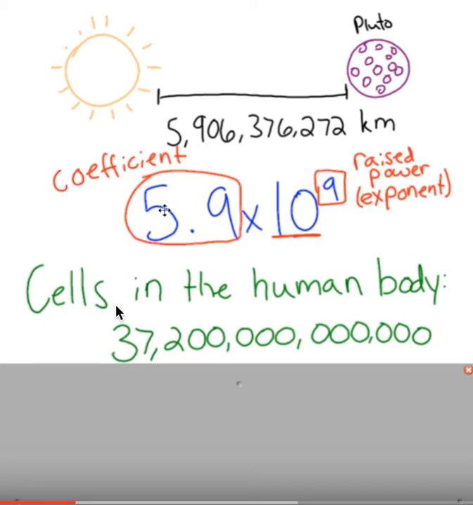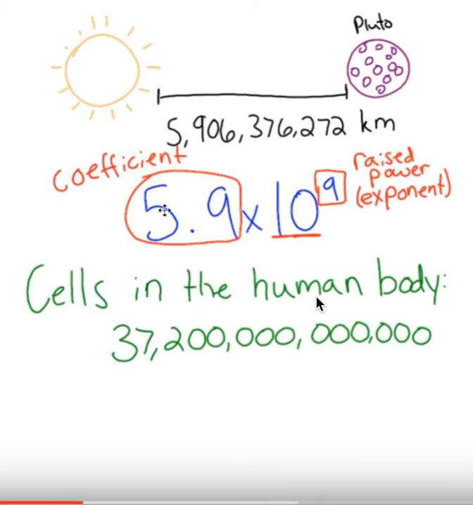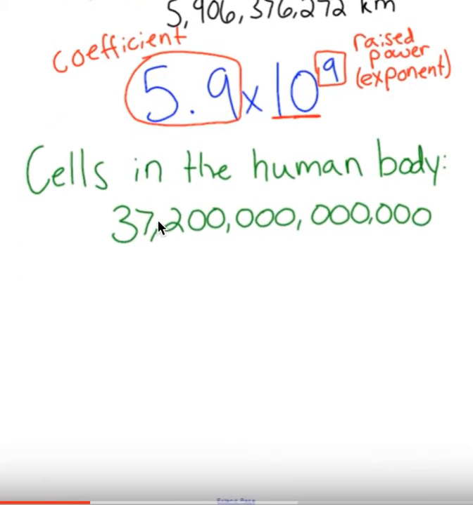So here's another example. The cells in the human body, 37,200,000,000,000 cells are approximately estimated in the human body. So here's an easier way of writing it. First, I'm going to put a decimal right here, then I'll explain why in a minute, and then I'm going to count how many places from the decimal to the end of the number. So here we go. 1, 2, 3, 4, 5, 6, 7, 8, 9, 10, 11, 12, 13.